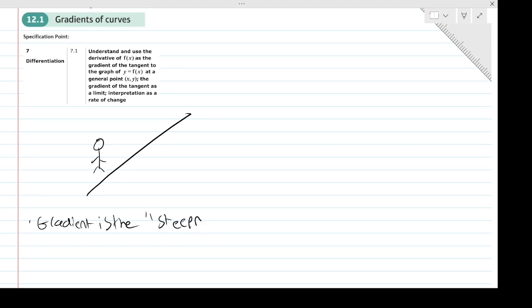So gradients of curves then. As a reminder, the gradient of, let's say, a line, let's say this line here, represents how steep a line is. For example, imagine you have a person here, and imagine this is some sort of hill they're climbing on. So the gradient is basically the steepness of a line or curve, okay?